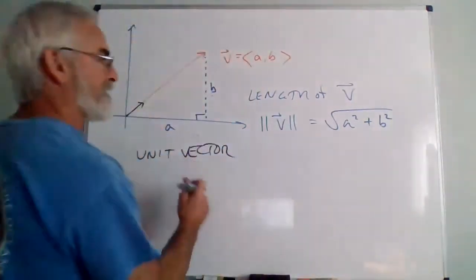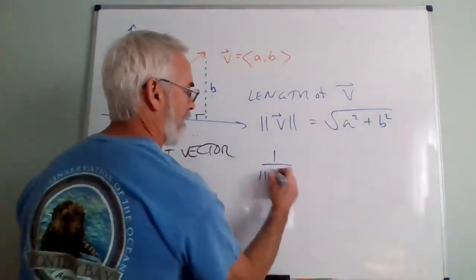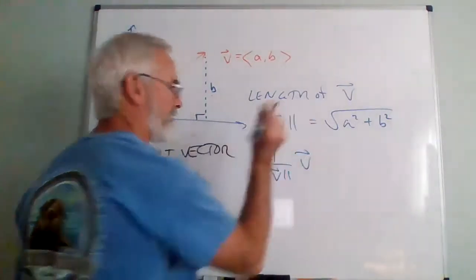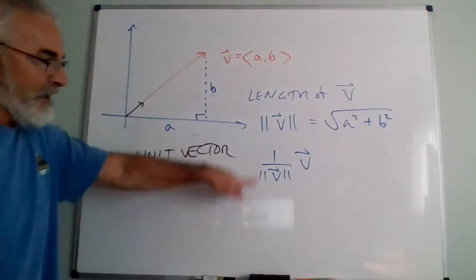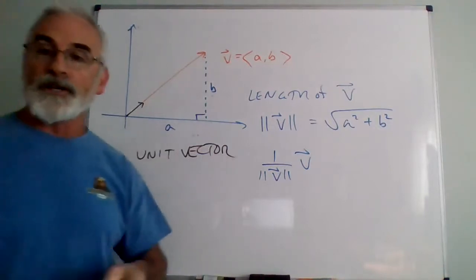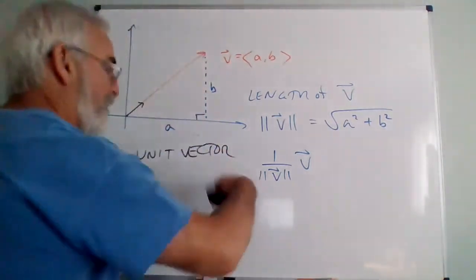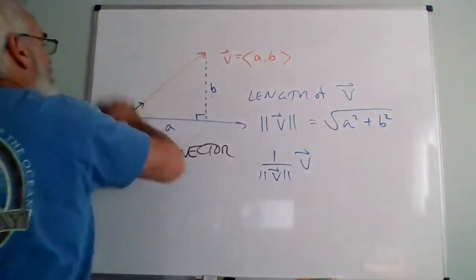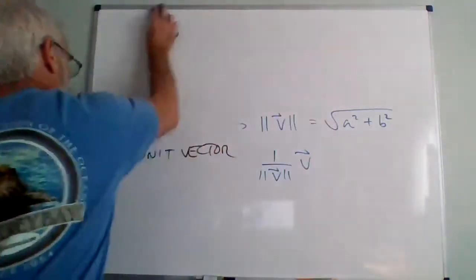So how do I represent my unit vector? My unit vector is 1 over the length of v times v. That's it. That's my coefficient. That's a scalar. Now, if I don't want to leave it in that form, I just simply multiply it in. So let's take a really, really simple example of this.